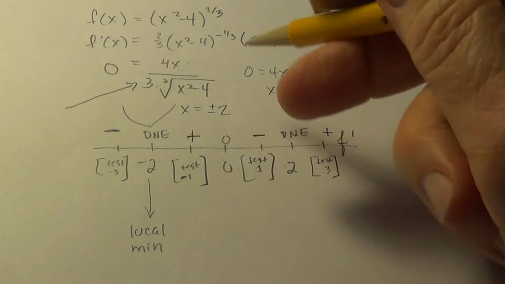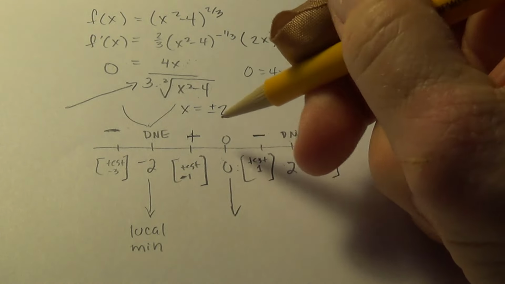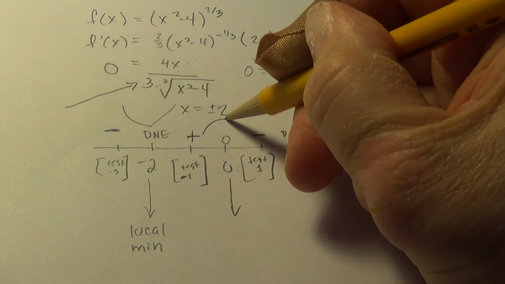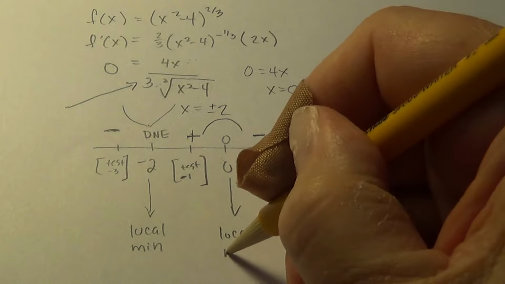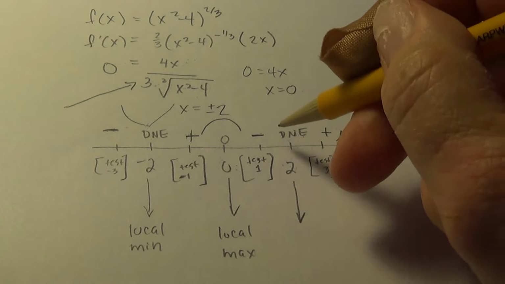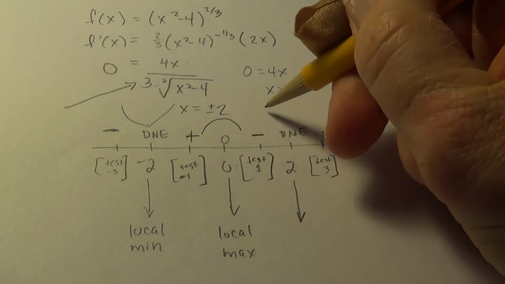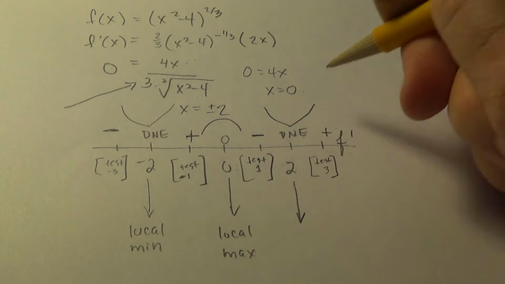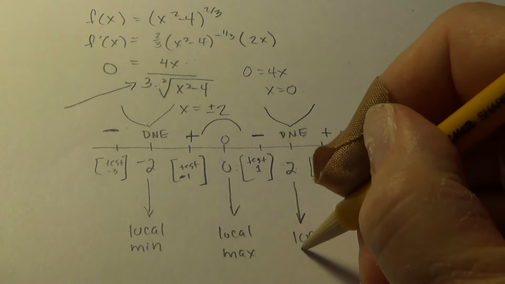Moving over to the 0, what's happening here? Here it was positive, then 0, and then negative. So we have positive slope, 0 slope, negative slope. So we have a local max. And at this critical point, we have a do not exist. So it goes from a negative sloping, then some sort of sharp point, and then positive sloping. And that is, again, a local min.